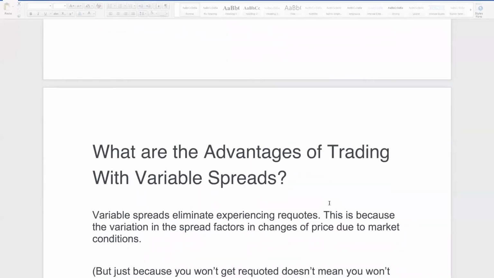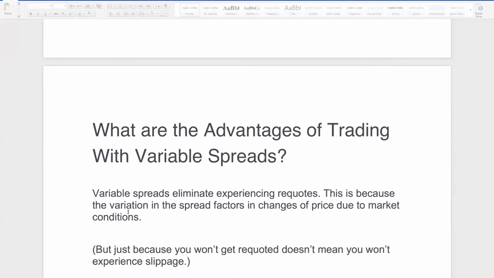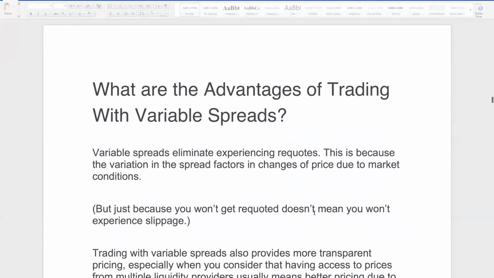What type of spreads do they use? What are the advantages of trading with variable spreads? Variable spreads eliminate experiencing requotes. So it means with variable spreads, there are not too many requotes like with fixed spreads. This is because the variation in the spread factors in changes of price due to the market condition, but just because you won't get requoted doesn't mean you won't experience slippage.